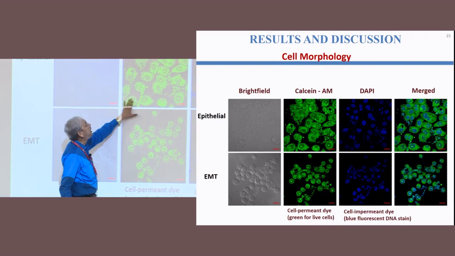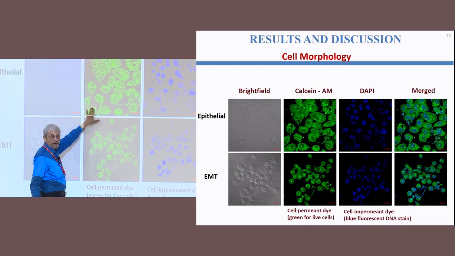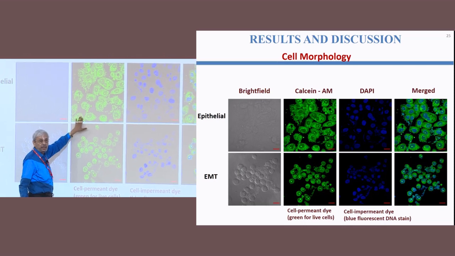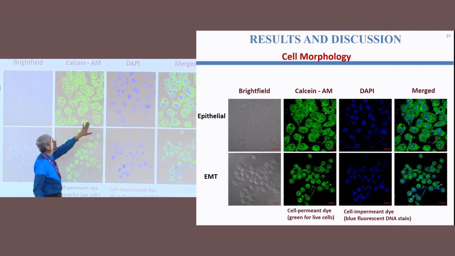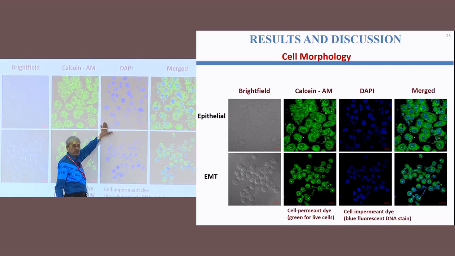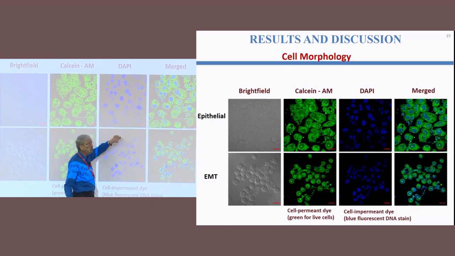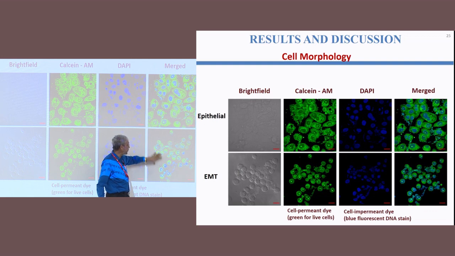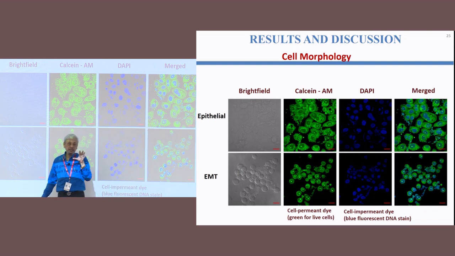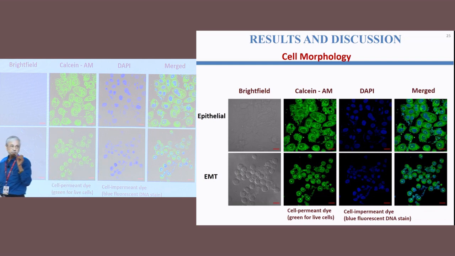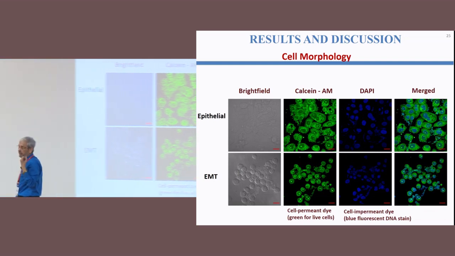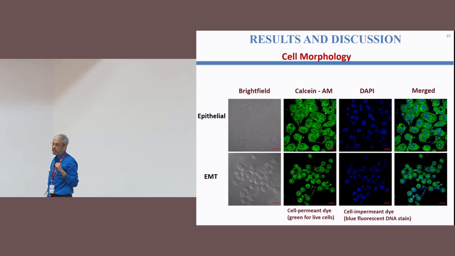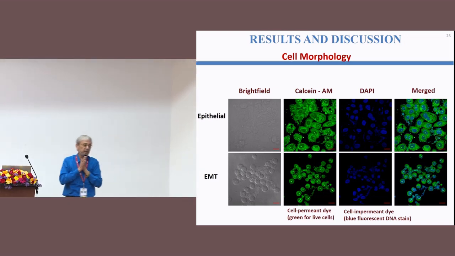And calcein AM can stain only the cytoplasm. And DAPI stains the nucleus. When we merge, this is the merged picture. We can see the morphological difference between epithelial cells and mesenchymal cells. Mesenchymal cells are round cells. We can very clearly see that after superimposing these two stained pictures.